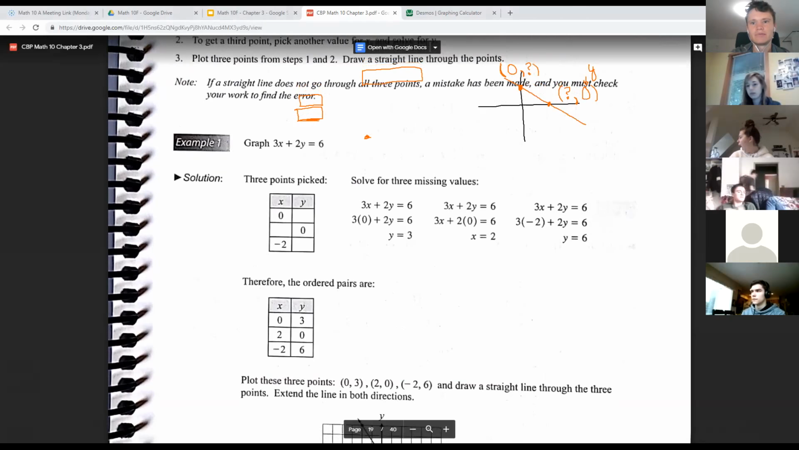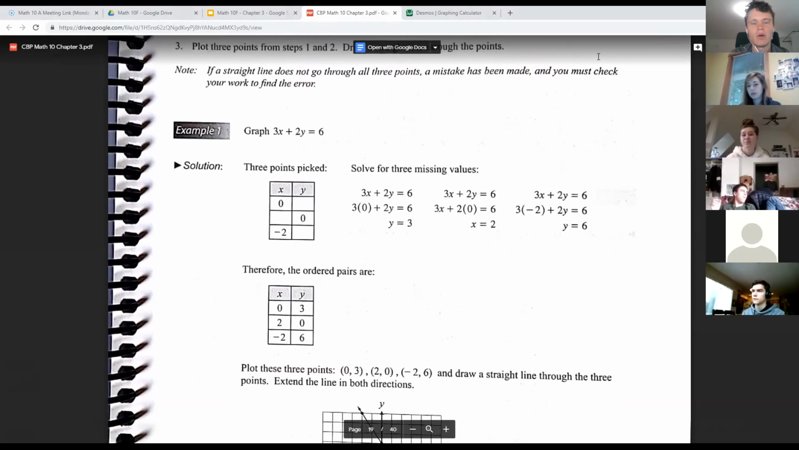So, for example, we're asked to graph this simple equation, and they've picked 3 points and put them into a table of values. This is a really good way to organize your work. Two of the points, one is when x is 0 and one is when y is 0. And the other one they chose just for fun was this one here, x of -2.